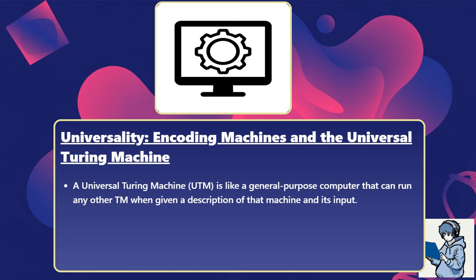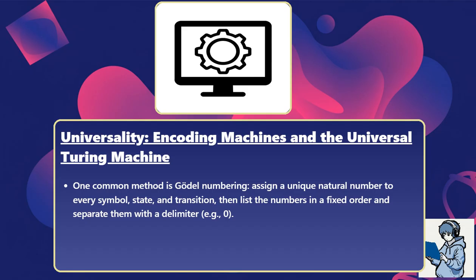A universal Turing machine, abbreviated UTM, is like a general-purpose computer that can run any other TM when given a description of that machine and its input. To do this, we need a way to encode a TM as a string of symbols. One common method is Gödel numbering.